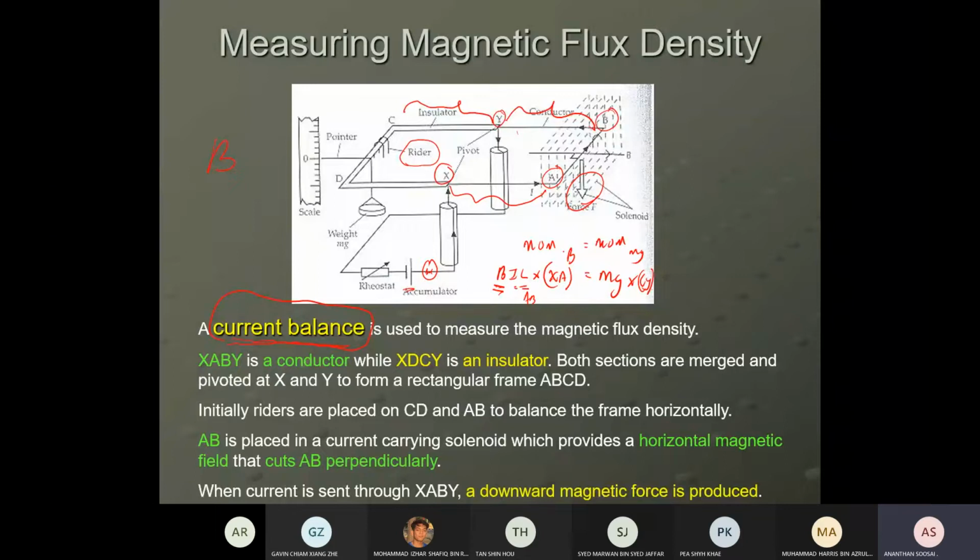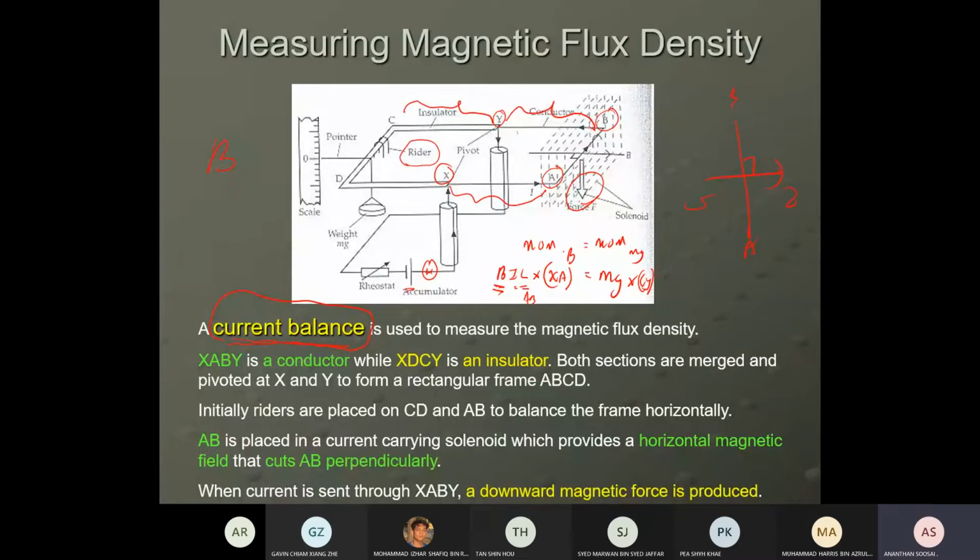But the only problem is you must make sure the AB line is perpendicular to the magnetic field. That's quite tedious. So you have to use a compass at the side to check where the north-south direction is, horizontal north-south. Then you put the AB across like this, perpendicular. Why must it be perpendicular? Because the magnetic force BIL is supposed to be BIL sine theta. We never write sine theta because we assume theta is 90 degrees, and sine 90 is 1, so we remove it. That's why.